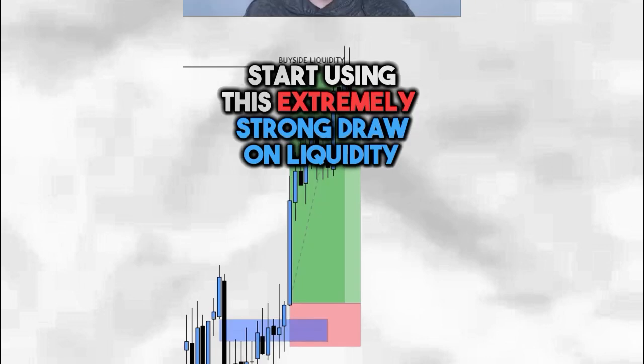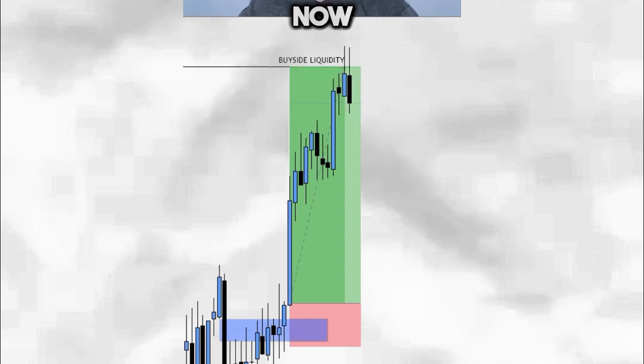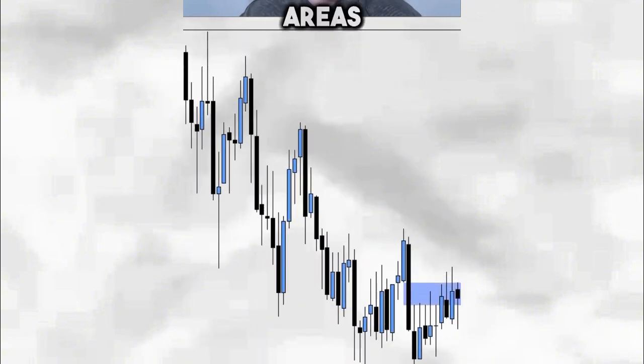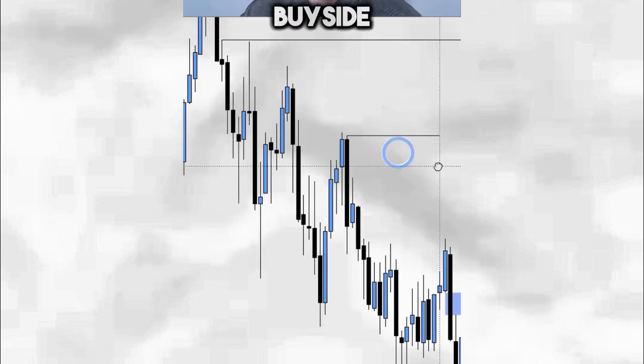You will not look at and use liquidity the same after you watch this video. Now this is what some of the most profitable traders in the world use to find strong points of liquidity. As you can see right here, we have lots of areas where buy side liquidity is resting. We have buy side liquidity here, we have buy side liquidity here.